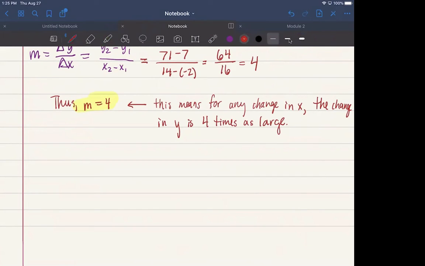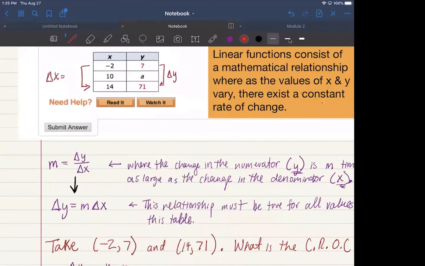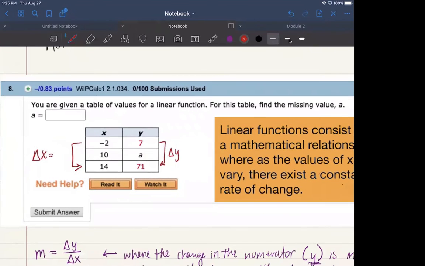Okay? So now, remember the whole end game of this problem, all right? So let me scroll back up, is that we are now trying to figure out what is A, okay? What is A? And so because of that, we're going to use this same idea that I just stated, okay? Because if this is a linear relationship, then that means that little part that I had at the bottom, okay? Whatever your change in x is, your change in y is going to be that many times as large, and that is that constant rate of change, okay?